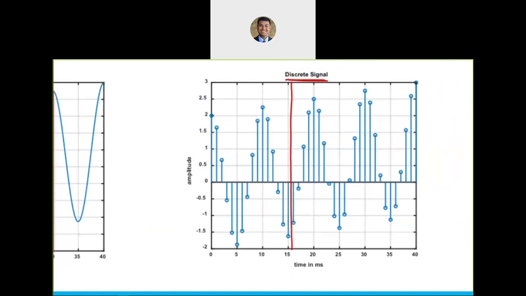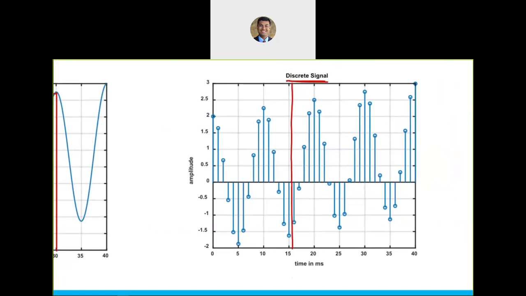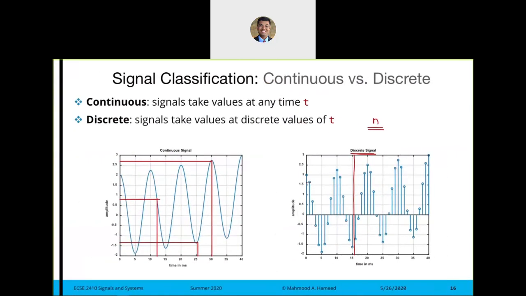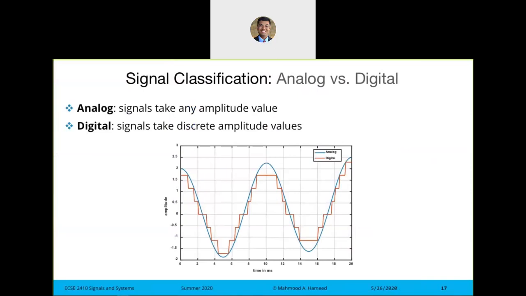One thing to note is we have essentially made the x-axis, the time axis, granular. However, our y-axis could still take any value, right? In terms of amplitude, it could still take any value. It's not like I'm limiting the y values. For the x values, I have selected only specific times. So that's the first classification.